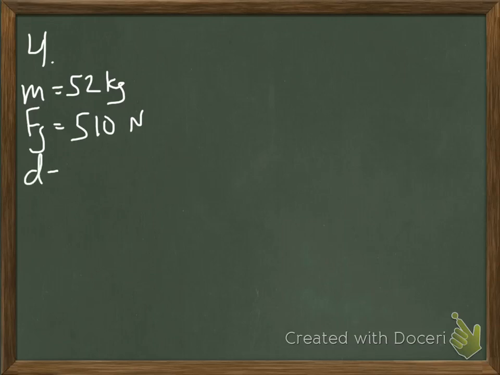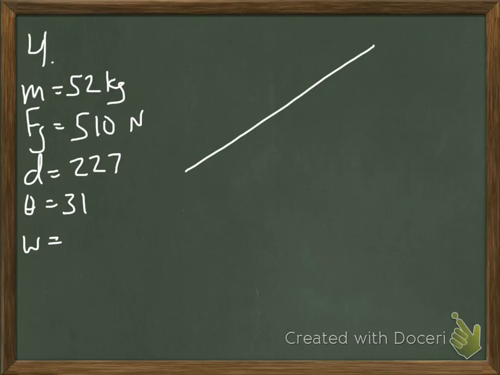Okay, next up we have the length of the escalator. I'll call that a distance. It's 227. And the angle is given at 31 degrees. How much work does the escalator do on the individual? So let's check out our diagram real quick. We have the escalator like that. We're given the distance of the escalator, that's 227 meters in this direction.